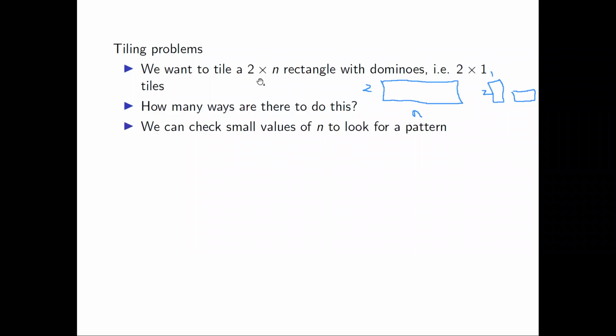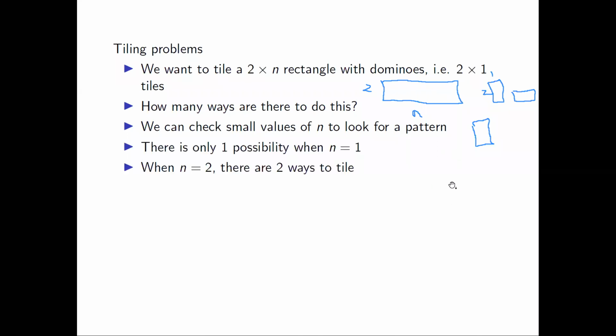If we don't know how to do this yet, it makes sense to look at some small values of n and try to find a pattern. We can look at n equals 1, the 2 by 1 rectangle, and the answer for that is obviously 1. Then we can look at the 2 by 2 rectangle. We can tile this 2 ways. We can tile it like that, or like this. So 2 ways to tile that.